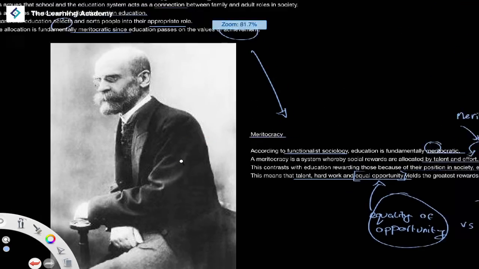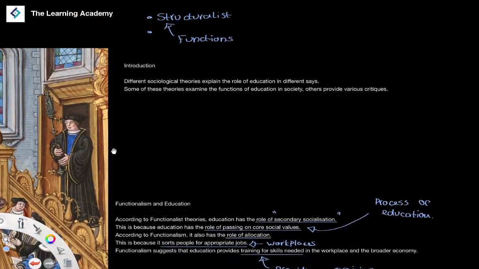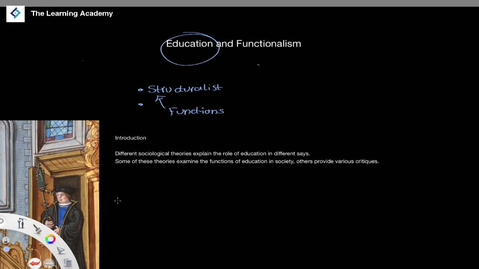In the next lesson, what we're going to do is talk about how the role of education is viewed through the lens of Marxist perspectives and also neo-Marxist perspectives.